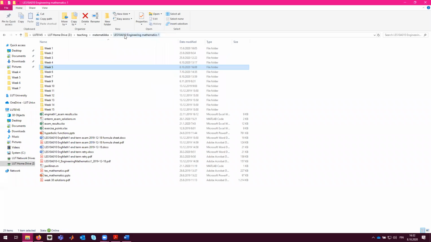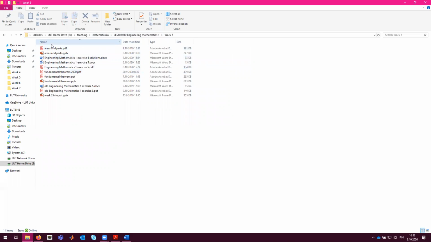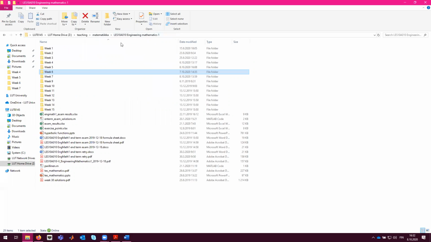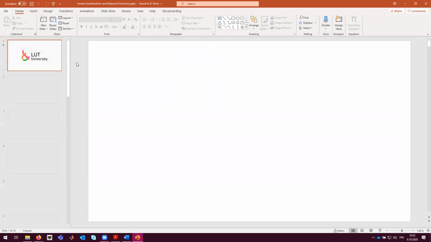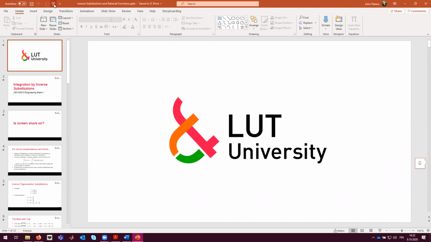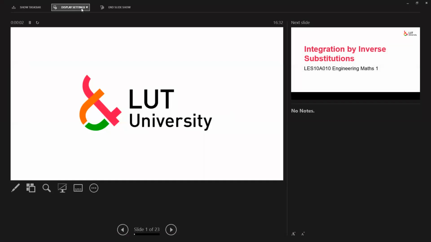But then let's have a look at inverse substitutions. And now I need to remember to share screen. And we're having week 6. No, we're already on my week 7 material. So not terribly much left anymore. The other is the old one, and this is the current material.